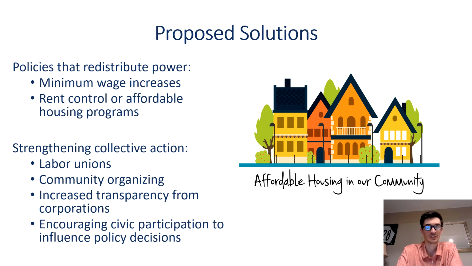Solutions to power and resistance struggles can be found through creative alternative methods. Policies that are able to redistribute power can be found through minimum wage increases. Rent control or affordable housing programs can offer alternative solutions to living. Strengthening a collective approach can be seen in labor unions and community organizing efforts. Also, increased transparency from corporations could be done, with communities encouraging civic participation in order to influence policy decisions.